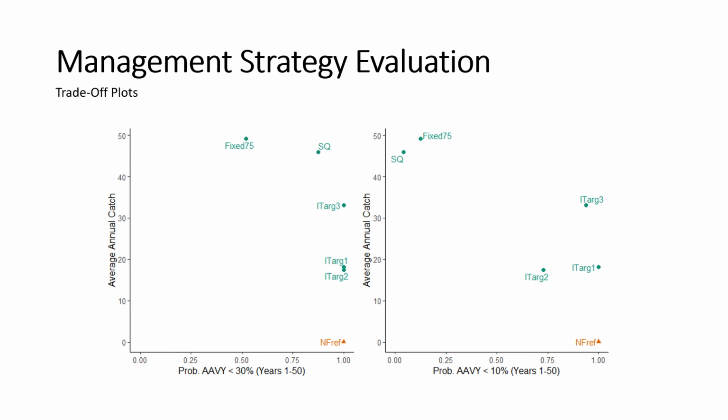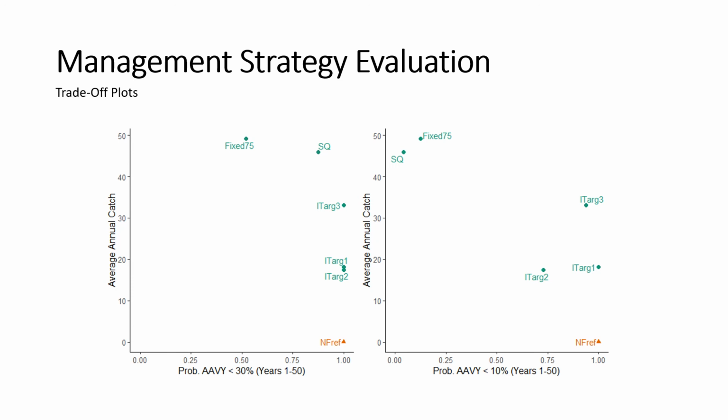This trade-off plot shows the average annual catch on the y-axis and the stability and yield metrics on the x-axis. The fixed TAC MP would not be considered a suitable candidate as it fails to meet the minimum performance criteria. The first 2 index target MPs, iTarget 1 and iTarget 2, would also likely not be considered suitable candidates. These MPs both have lower expected catch compared to the other options, with iTarget 2 having significantly greater variability in yield as well. This leaves the status quo MP and the 3rd index targeting MP, iTarget 3.